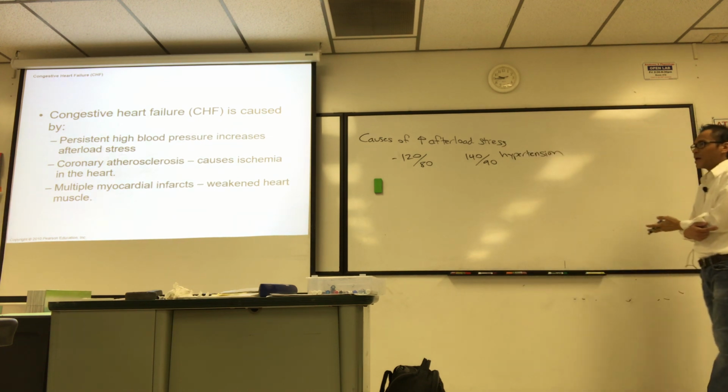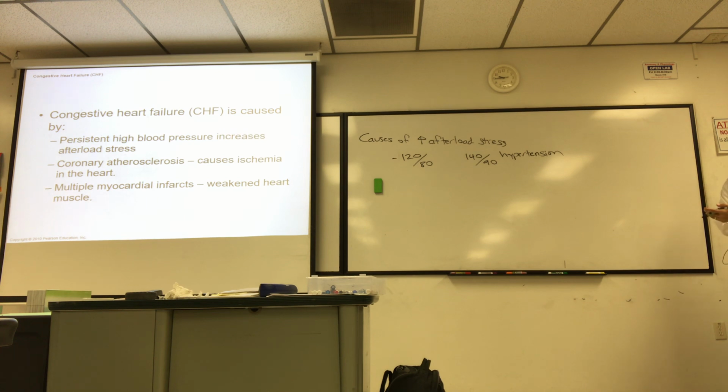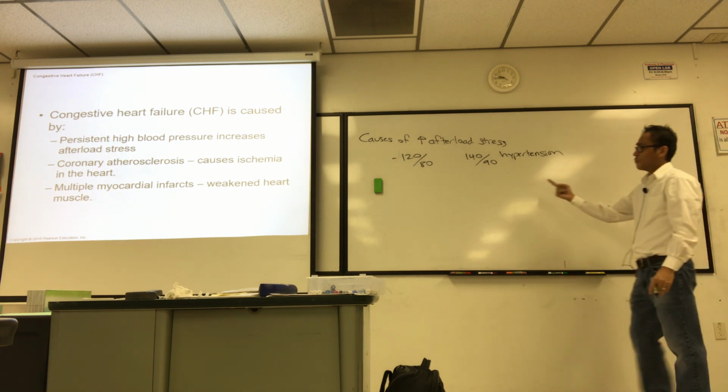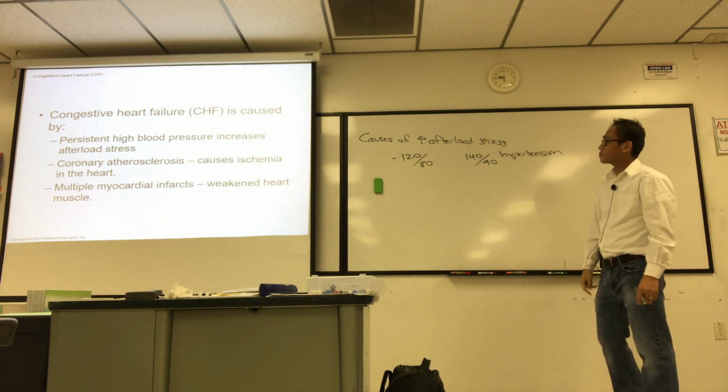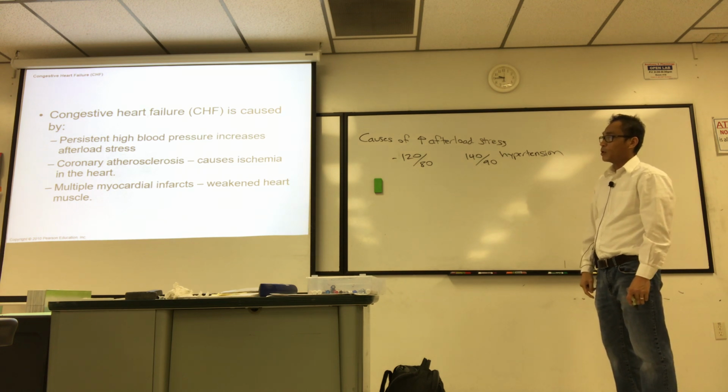For different reasons. Maybe as we get older, our arteries get a little bit stiffer. It's harder to pump blood into a stiff tube versus a stretchy, compliant tube. There's different reasons. But anyways, if you have to overcome a higher pressure every time you beat, that's a lot more work for the heart. And that can make the heart weaker over time.